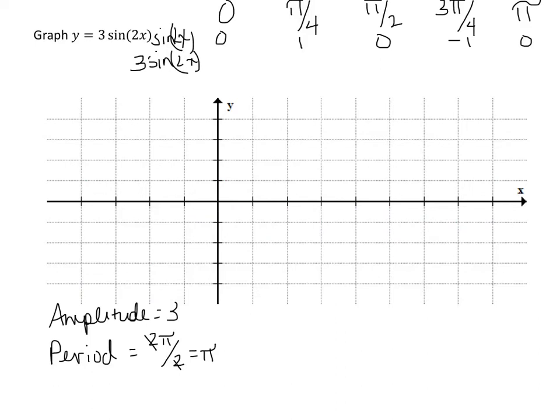So that means that all my zeros stay the same. My center line stays the same. But my max and min have to be 3 units off of that center line. So that brings us to 3. This is 0, -3, and 0. So there's pi over 2. That's not right.